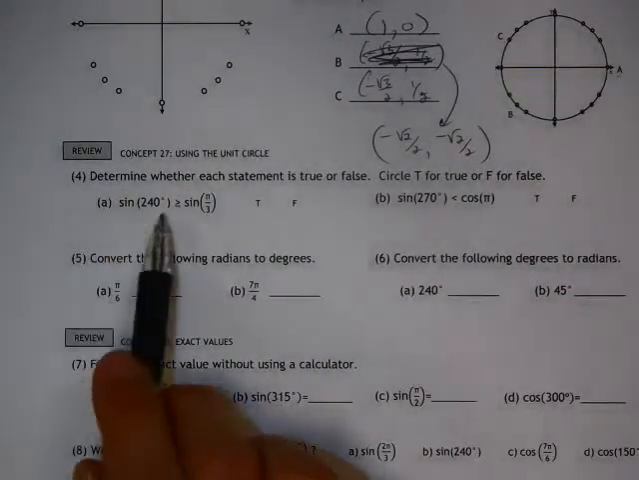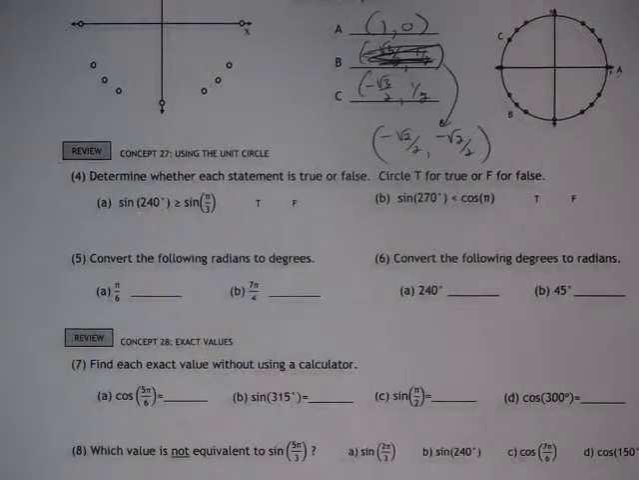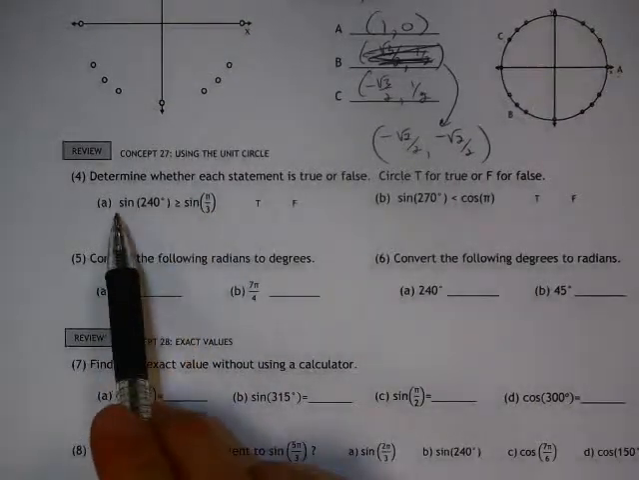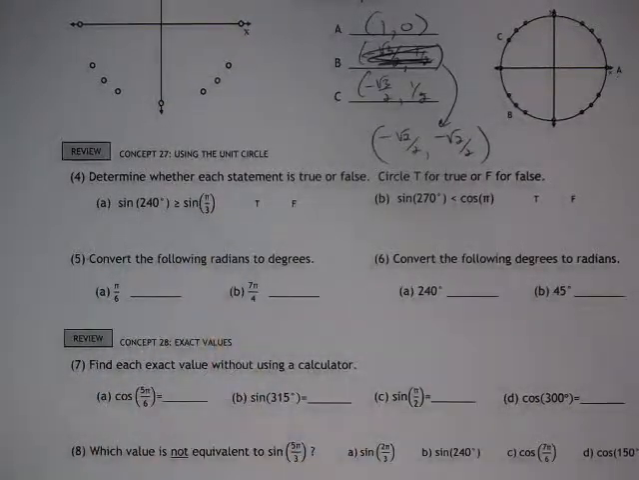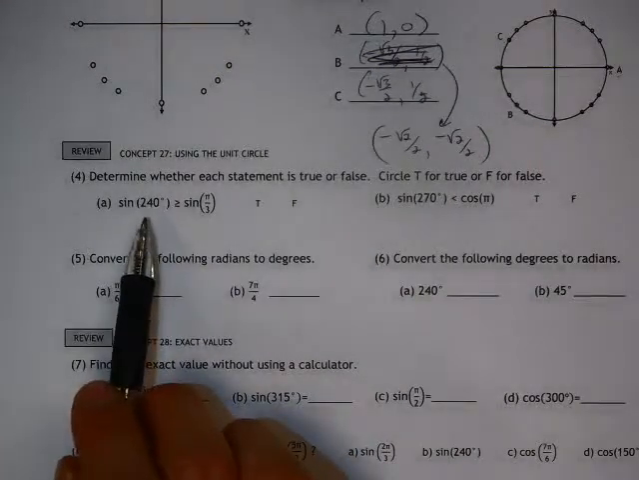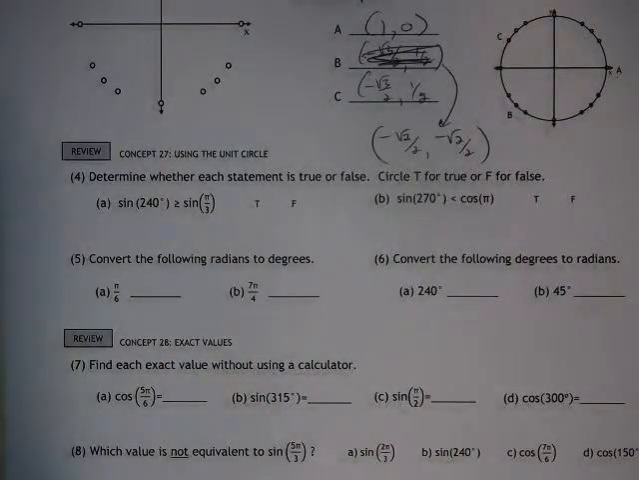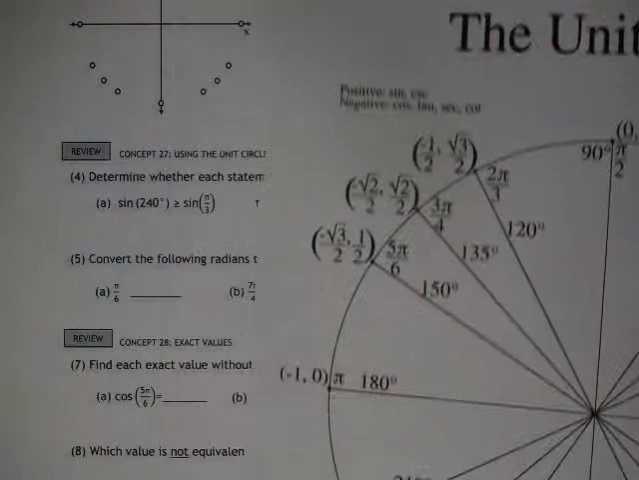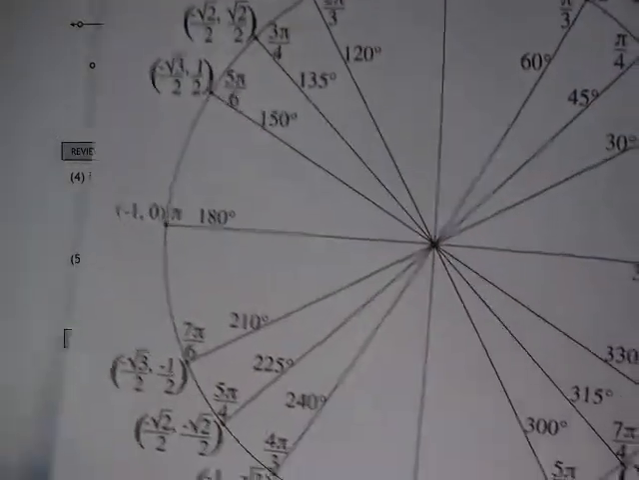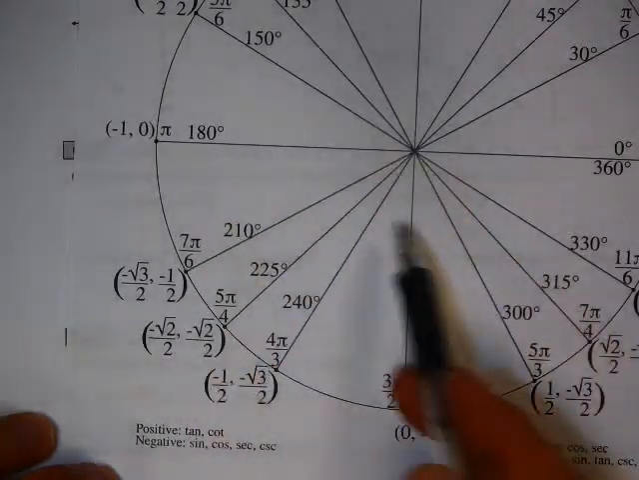For part A, we're comparing the sine of 240 degrees with the sine of pi over 3 radians. Remember that when we're asking for the sine, what we're looking for is the y-coordinate. We're looking for the rise at these particular points, when we're at 240 degrees or pi over 3. So if we look at my fancy unit circle, 240 degrees, let's find 240 first. There's 240. We're in the third quadrant.